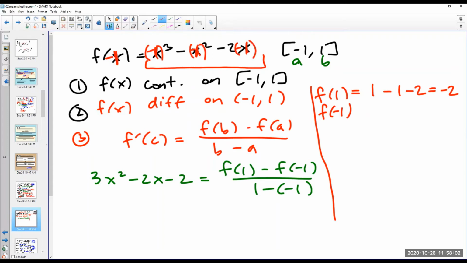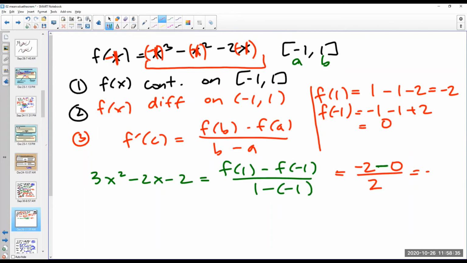Okay, now it's a big mess, but I have -1 minus 1 plus 2. So is that 0? Okay, so I got 0. All right, now I'm going to plug into my formula here. So this is equal to f of 1, which is -2, minus, let me do it in a different color, minus what? Minus 0 over 1 minus -1, which is 2.